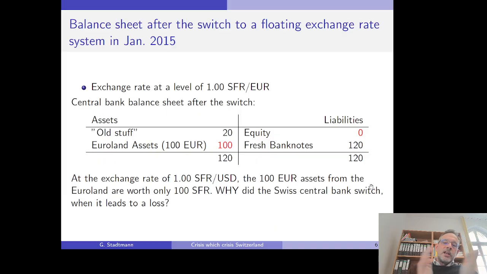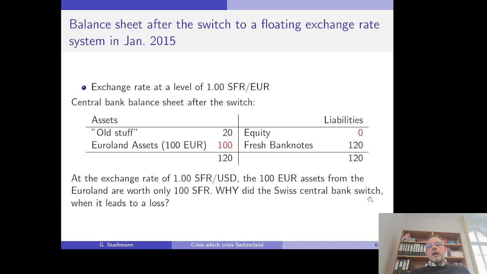At the exchange rate of 1 Swiss franc per euro, the €100 assets from Euroland are only worth 100 Swiss franc, and hence equity is affected in a very negative way. The central bank makes a loss. In my stylized example, it is still the case that the Swiss central bank can handle this kind of problem. Equity does not become negative.